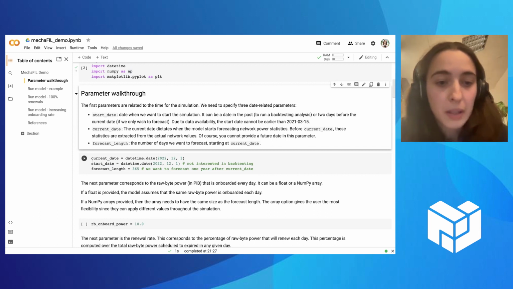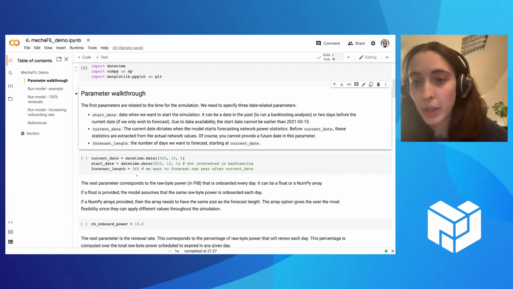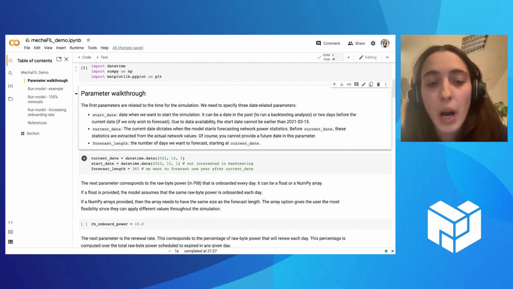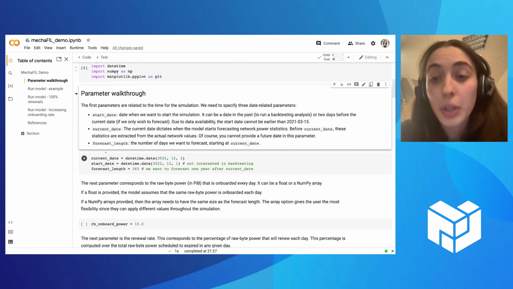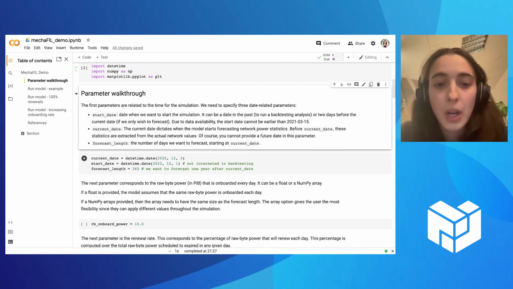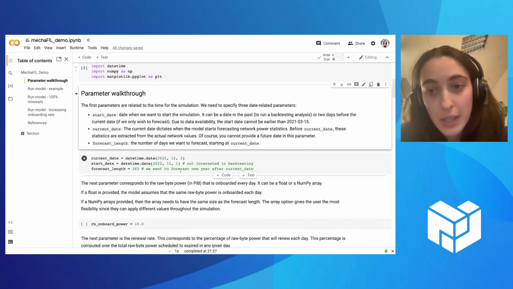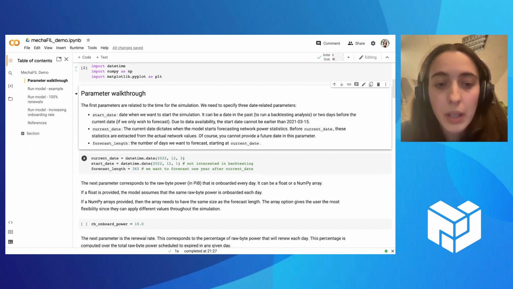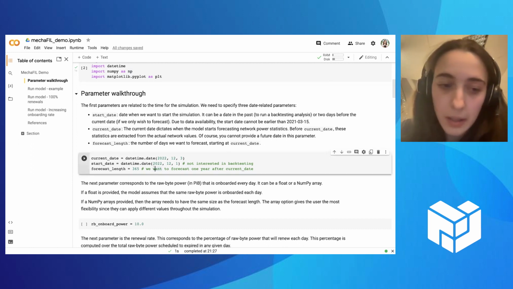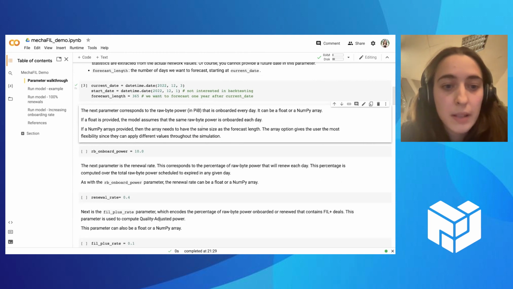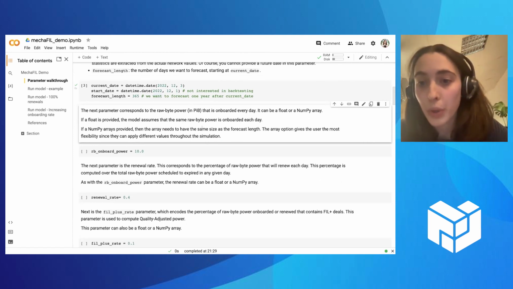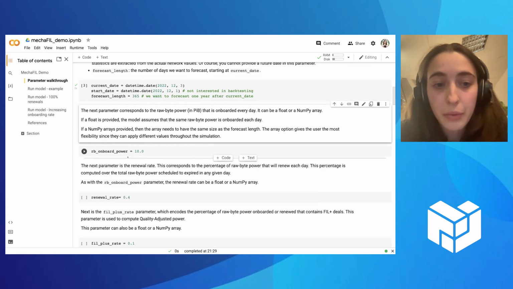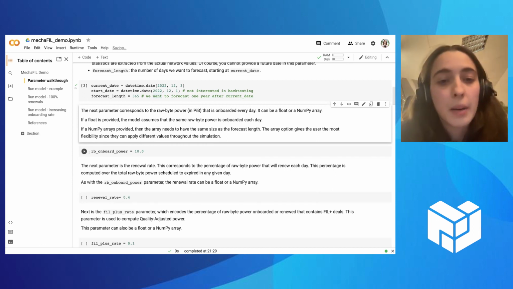And so once we define the start date and the current date, then we define how many days we want to forecast into the future. So how many days will we model starting from the current date. Okay, and so here we are just starting at the start of December of this year, and we are forecasting 1 year ahead. The next is what is the daily power being onboarded, and here we are referring to the raw byte power, and this is measured in pips.